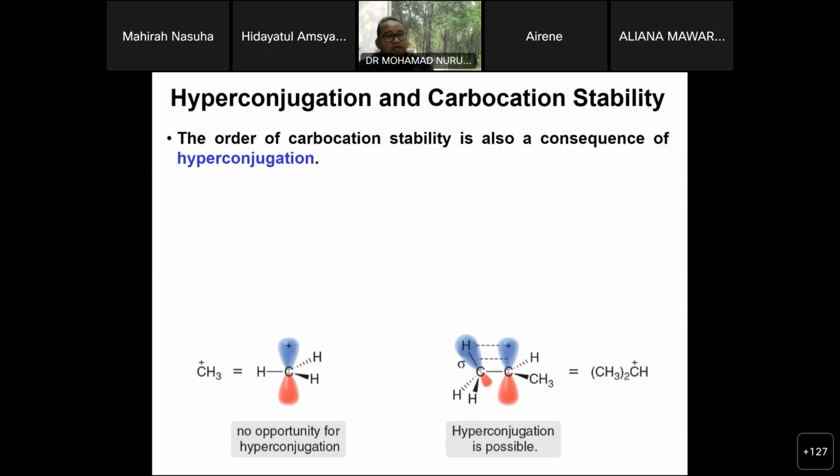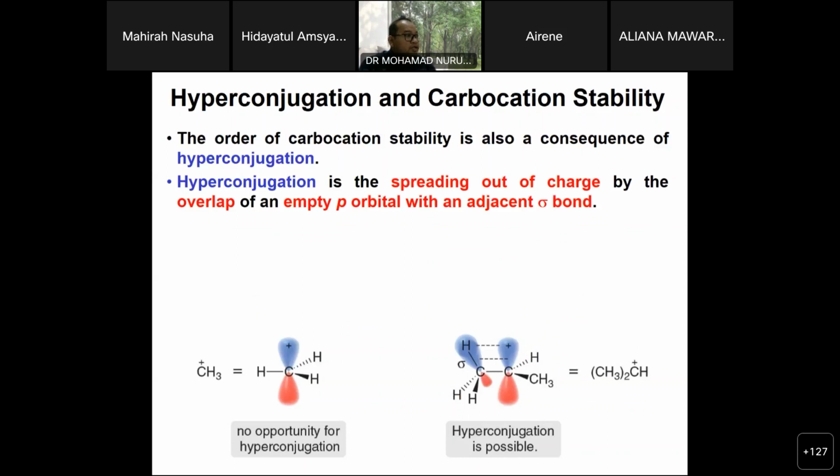For hyperconjugation and carbocation stability, the order of carbocation stability is also a consequence of hyperconjugation. Hyperconjugation is the spreading out of charge. Anybody who has a highlighter can highlight here: it happens by the overlapping of the empty p orbitals and the adjacent sigma bonds. This can be explained by this.